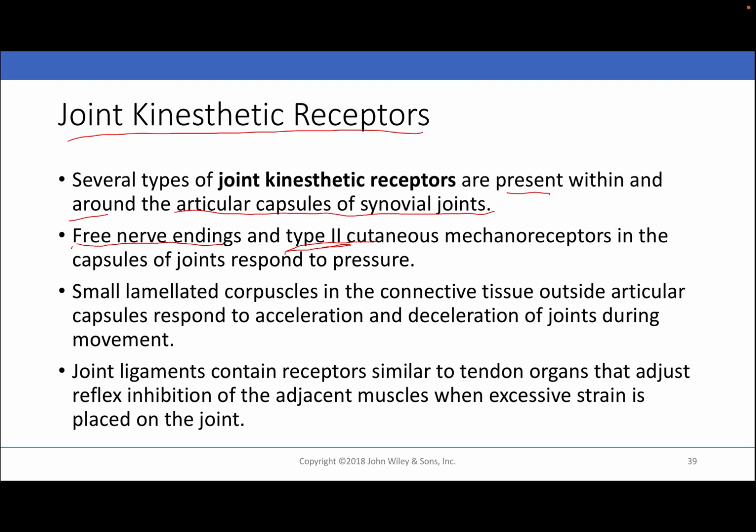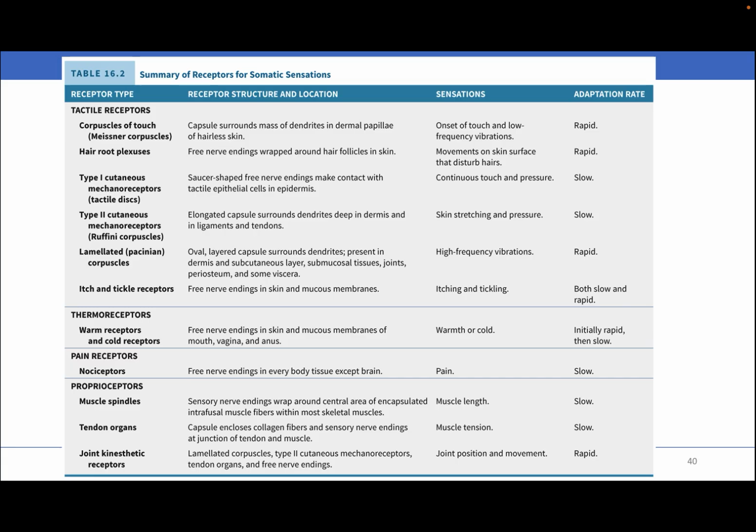Our type 2 cutaneous mechanoreceptors are going to be in the capsules of the joints, and these are going to respond to pressure. We're also going to have these small little lamellated corpuscles that are going to be in the connective tissue outside that articular capsule, and these are going to help to respond to acceleration and deceleration of the joint during any kind of movement. And then the joint ligaments are also going to contain receptors that are very similar to tendon organs that are going to help to adjust reflex inhibition for the various adjacent muscles when any sort of excessive strain has been placed on a joint. And so, there we have it.